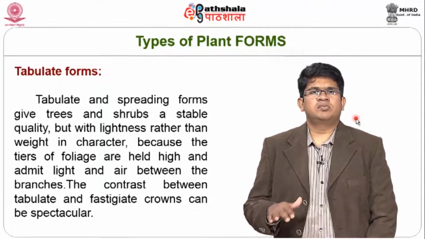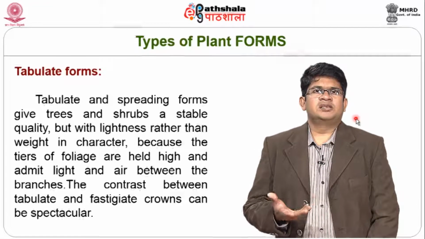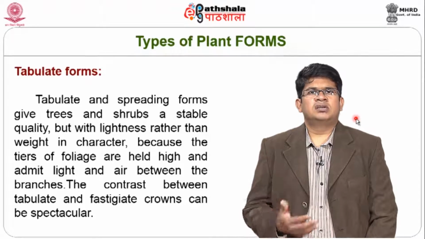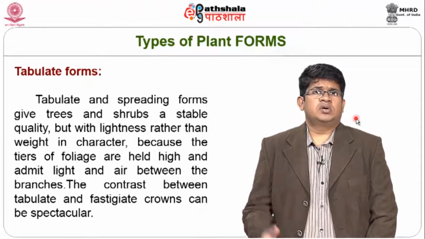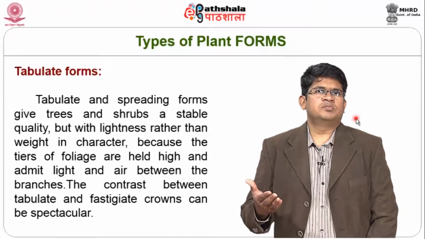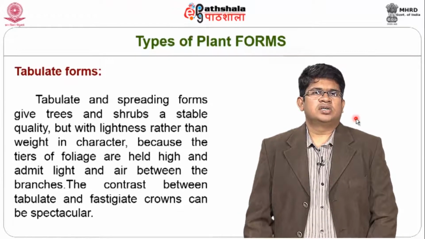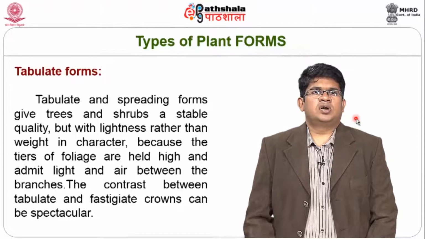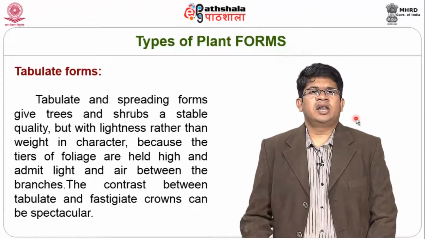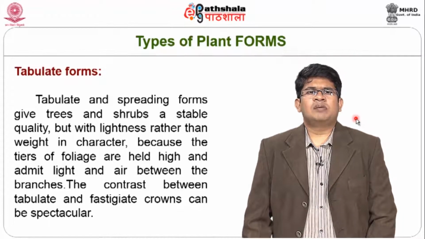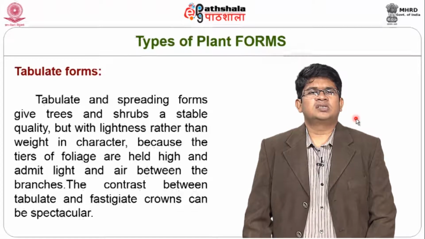Because of their tiers, and because of the airiness, because of the character that I can see behind, what the sky or whatever is behind through these gaps, it has a certain kind of lightness to it, apart from the stable quality of that. And also the tiers of foliage are held high and admit light and air between the branches. The contrast between tabulate and fastigiate crowns can be spectacular.